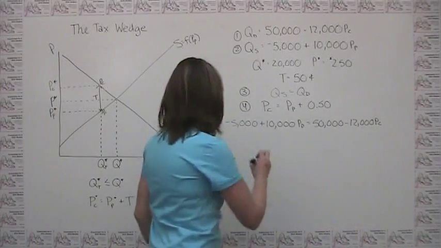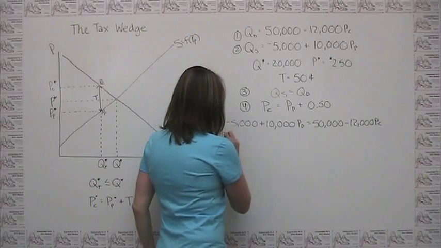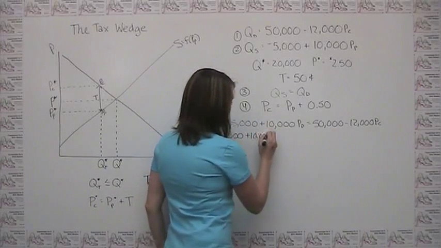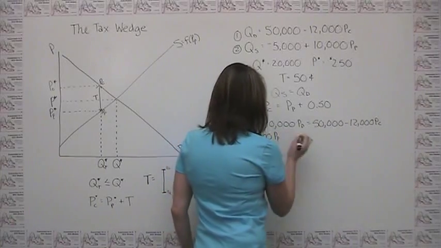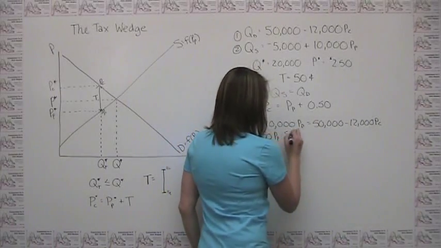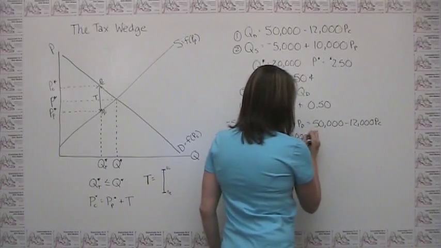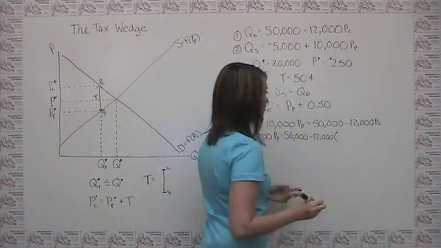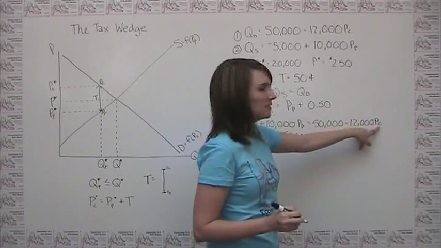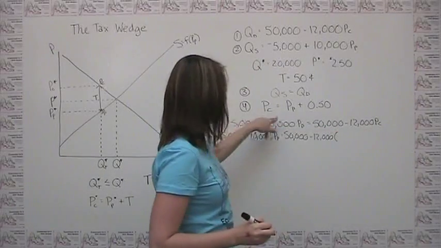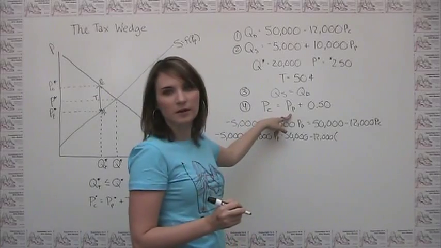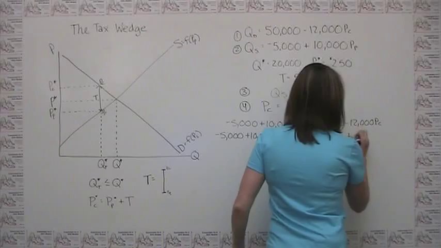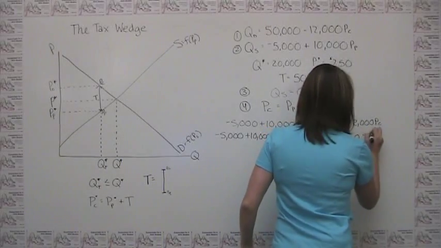Let's do that. So this simplifies to negative 5,000 plus 10,000 times the price to the producer is equal to 50,000 minus 12,000 times, now we just plug in where we see this P sub C, we just plug in what's on the other side of our equation. So here we get P sub P plus 0.5.